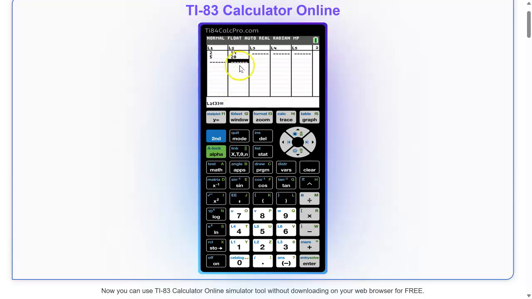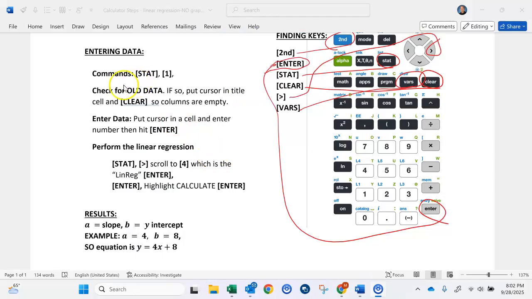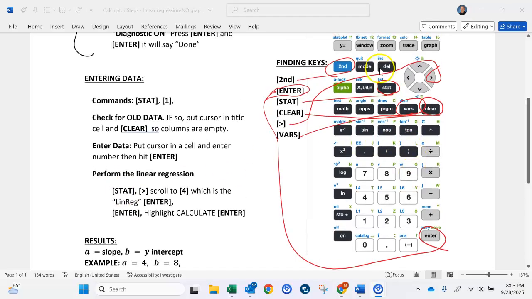So what do we do next to figure out the equation that models or goes through that data? Okay, so I've already showed you how to clear it out. I've showed you how to enter in the data, and I've done that. Now we're going to perform the linear regression. This is a process that gives us the equation that models the data. So we go stat. It's going to be stat. And this line here, and then we're going to scroll to 4, which is linear regression abbreviation, and hit enter. We're going to hit enter again, highlight, calculate, enter.